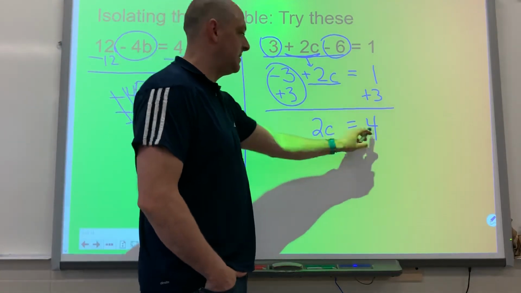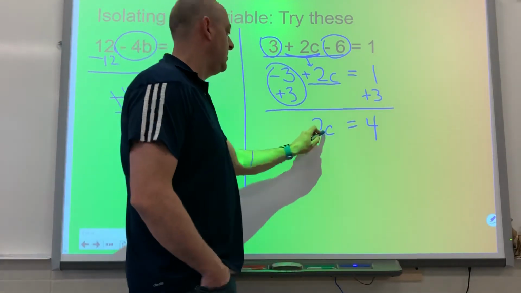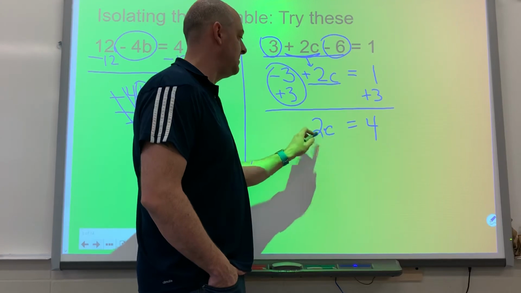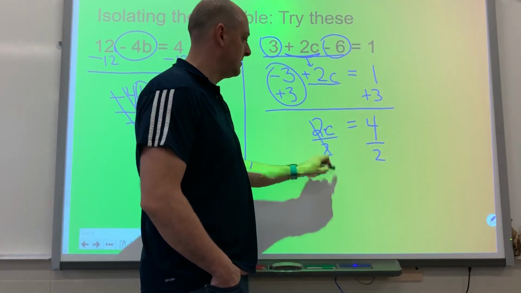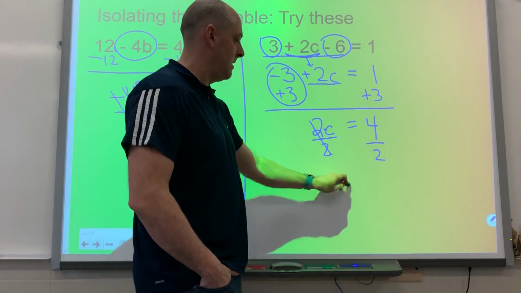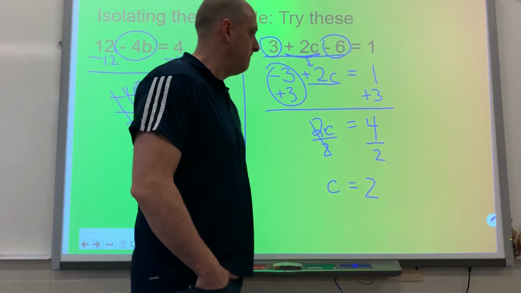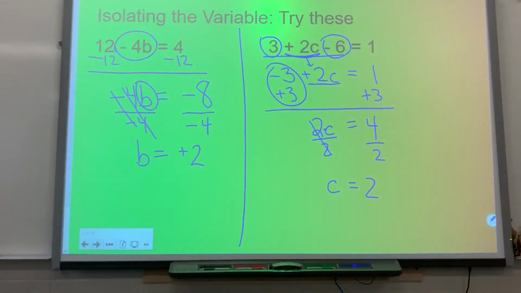Now we need 2 times the number is 4. If you didn't know, you would just recognize that this is 2 times c. So the opposite of multiplying by 2 is divide by 2. Cancels that out and leaves us with c. And 4 divided by 2 is 2. A couple different examples of isolating the variable.